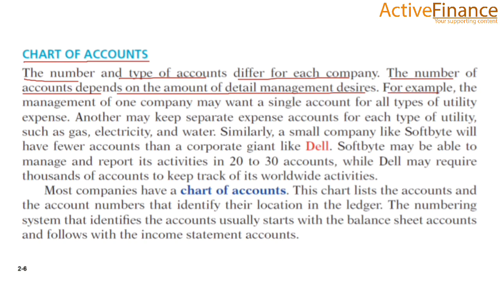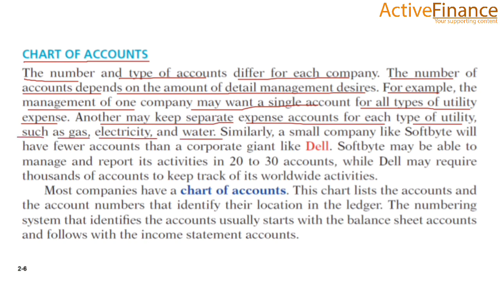For example, the management of one company may want a single account for all types of utility expenses, and another may keep a separate expense account for each type of utility expense such as gas, electricity and water. So it depends on the company's management how they make the chart of accounts. Some companies use utility expenses as one account, and some companies use separate accounts for each utility bill like gas, electricity bill and water bill.